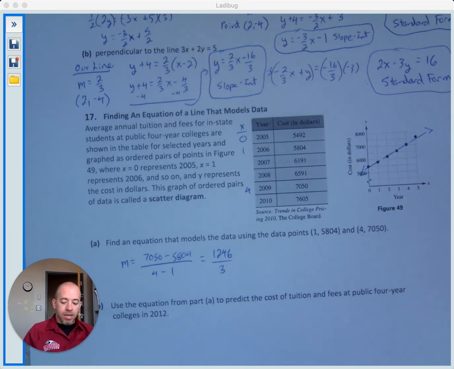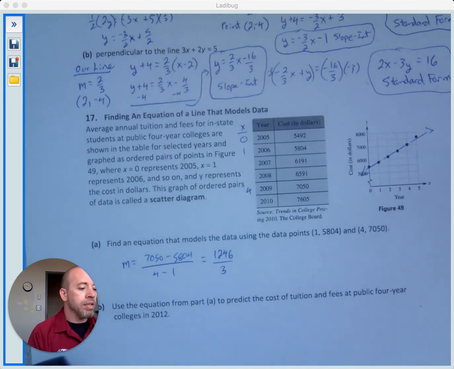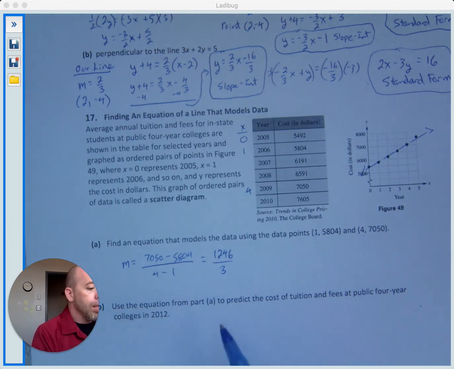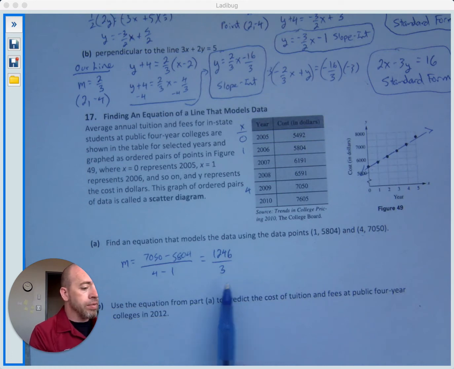Alright, so it's not really a pretty number. If we divide, we get a repeating decimal. So I'm just going to leave it like this. The fraction doesn't reduce. You could try to reduce it, but it doesn't reduce. So we're going to leave it like that.